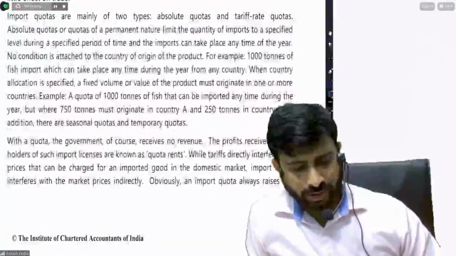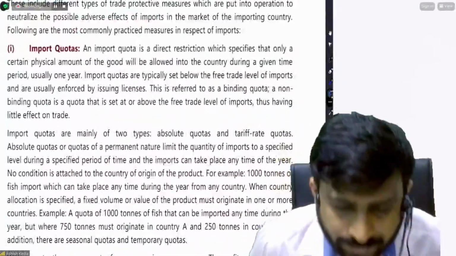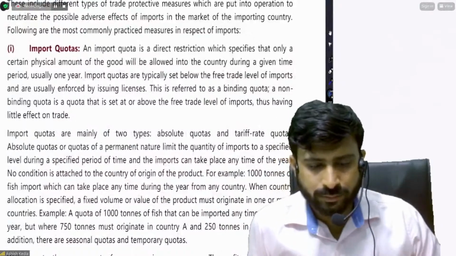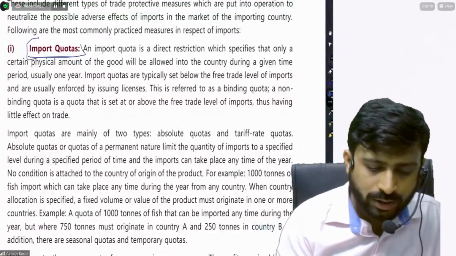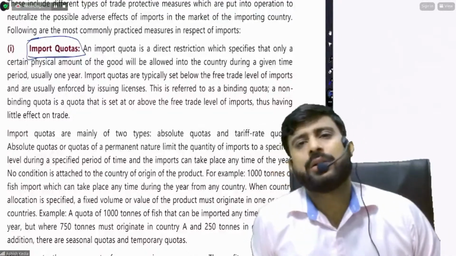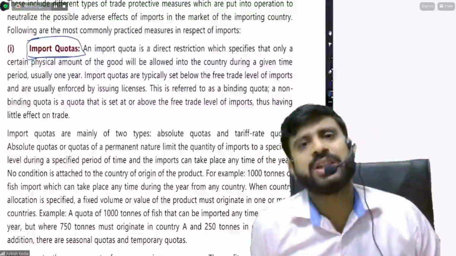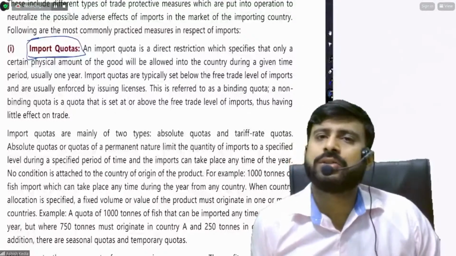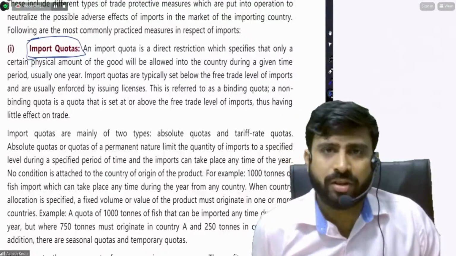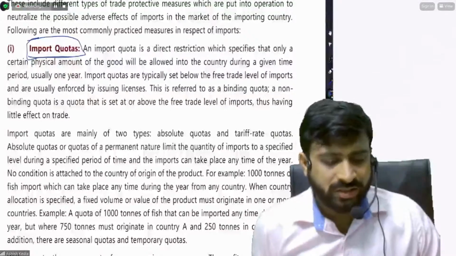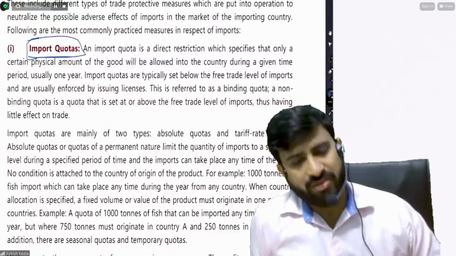Non-technical measures. Sir, what are non-technical measures? Basically, number one is import quota. Sir, what is import quota? Simply speaking, it is a quantity restriction.